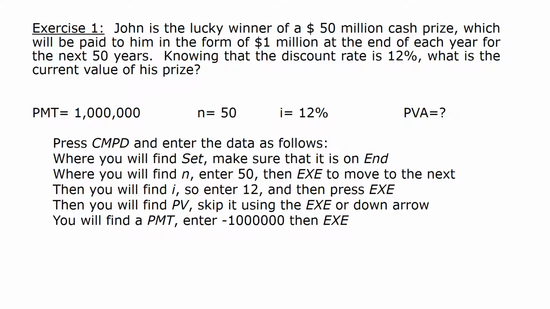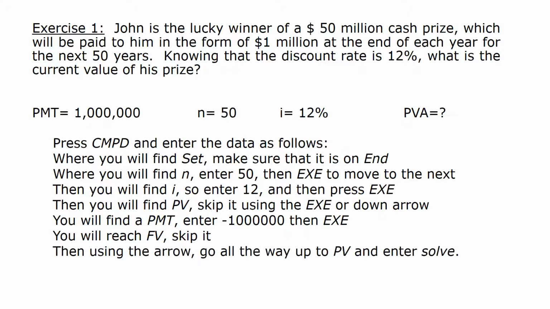Then you will find PMT. PMT is the payment. Enter it as a minus figure, so enter minus 1 million and then execute. Then you will reach the FV. I don't think we need it for this kind of activity, so skip it. Then using the arrow, go all the way up to the PV and then press solve. And the answer will be $8,304,498.488.